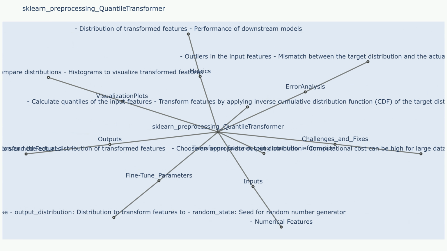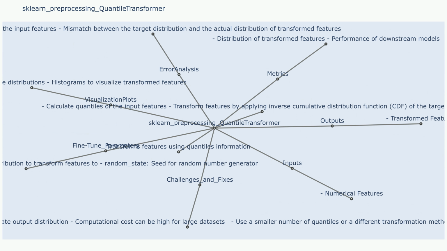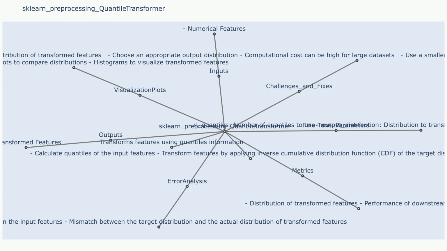Fine-tune parameters: output distribution, uniform (default) or normal. This determines the target distribution for the transformed features. N quantiles: this parameter specifies the number of quantiles to use when computing the quantile transformation. A higher value of n_quantiles results in a more precise transformation, but might lead to longer computation time. Random state: this parameter allows you to control the randomness in the transformation, which can be useful for reproducibility.